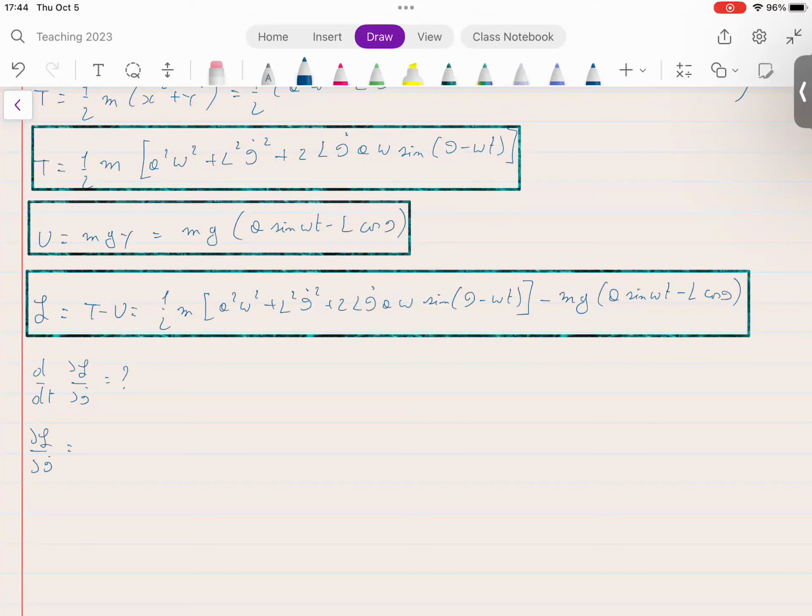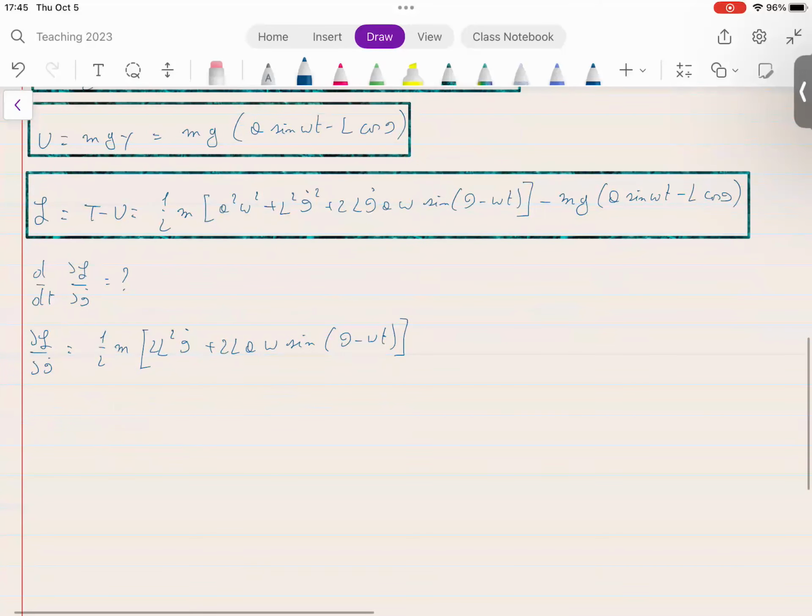Well, theta dot only appears inside the square bracket, and I'm going to have 1/2 of m. First term does not have theta dot. So 2 L square theta dot plus 2 L A omega sine of theta minus omega t. Then I take the derivative with respect to time. Now here you have to be a little careful, but let me get rid of the 2's first.